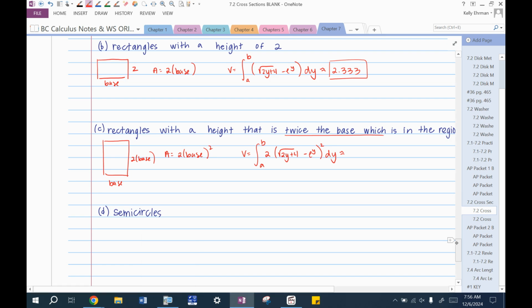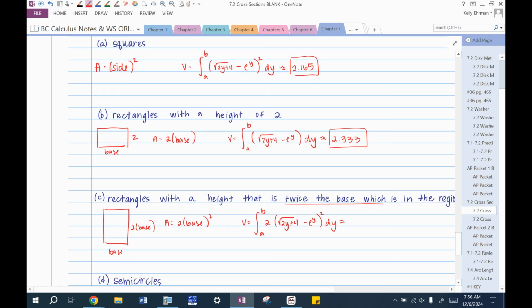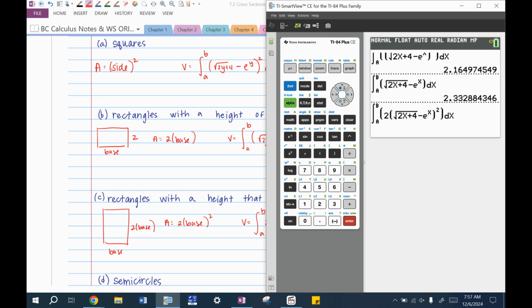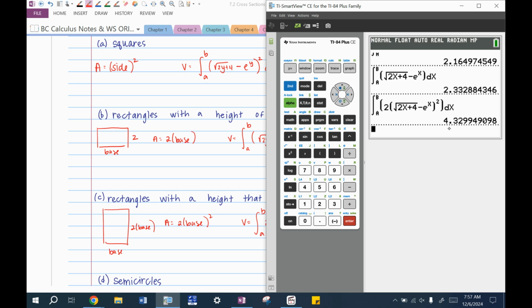Let's see, we found this area here, so shouldn't that just be double that one? We can type it in to find out if we want. We're just doing this and putting a 2 out in front, so yeah, it should just be double our first area, because you could have pulled the 2 out in front of your integral. Yeah, 2.16 is now 4.32. That seems right. So this is actually going to be 4.330.